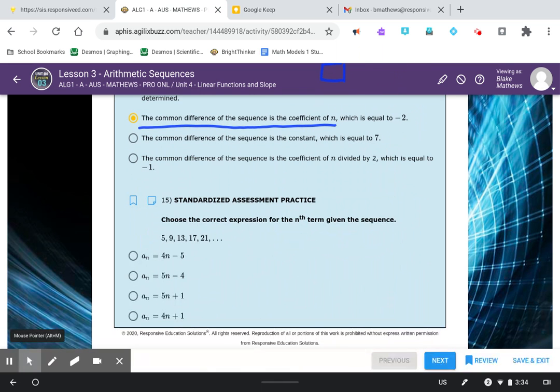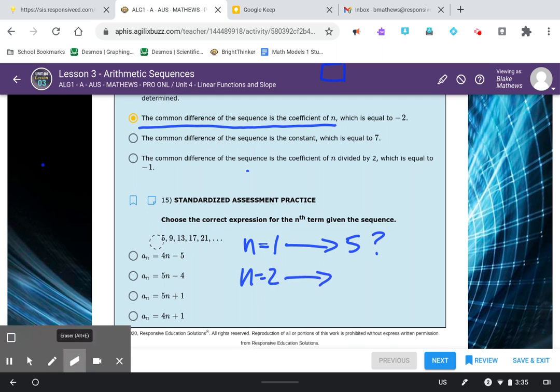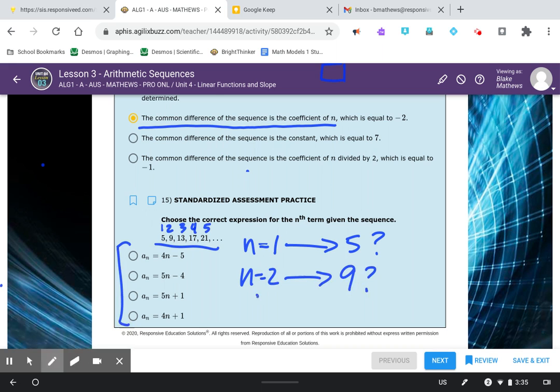Next one, choose the correct expression for the nth term given the sequence. You need to take n equals 1 and see, do you get an answer of 5? Then take n equals 2. Do you get an answer of 9? In other words, do the values that you get when you plug in 1, 2, 3, 4, 5 match up with the answers you see here? So you find which of these formulas gives you the correct answers when you plug in 1, 2, 3, 4, and 5.